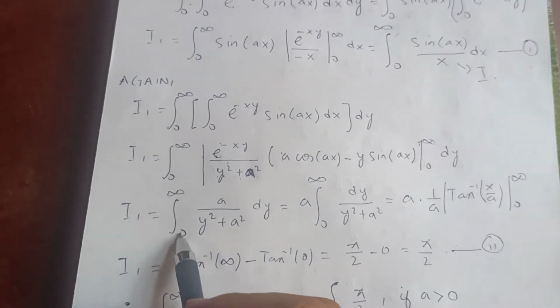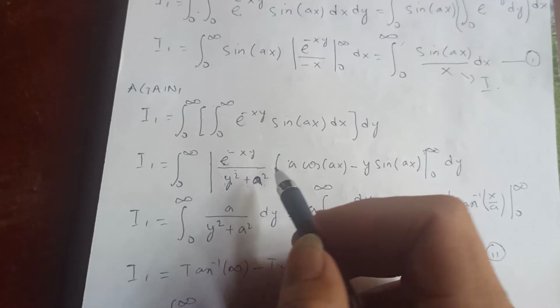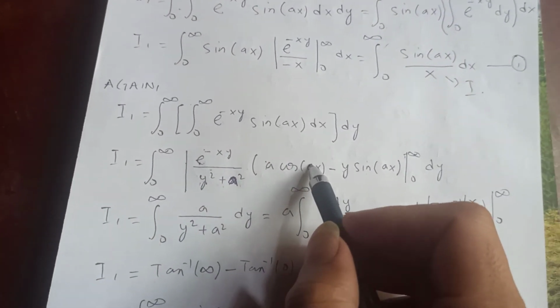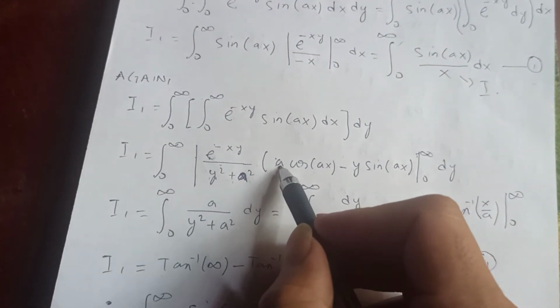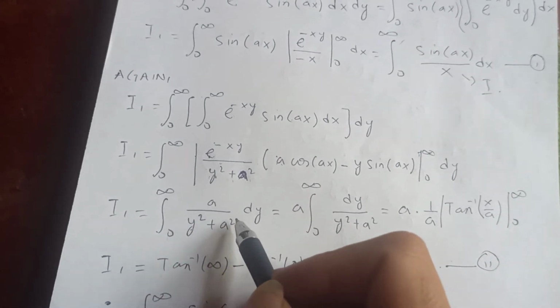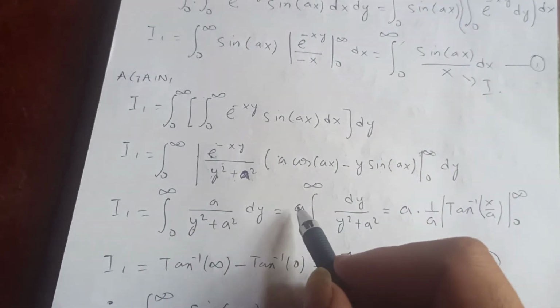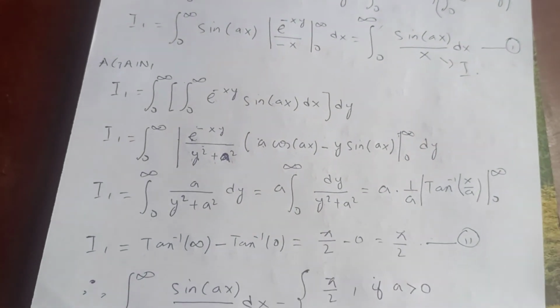So I1 is equal to the integral from 0 to infinity. If you put infinity, this term will be 0. If you put 0, the exponential will be 1. If you put x equal to 0, cos 0 is 1 and sin 0 is 0, then you get only a, right? So it is a upon y square plus a square dy. This is easy to evaluate. So a times the integral from 0 to infinity of dy by y square plus a square.